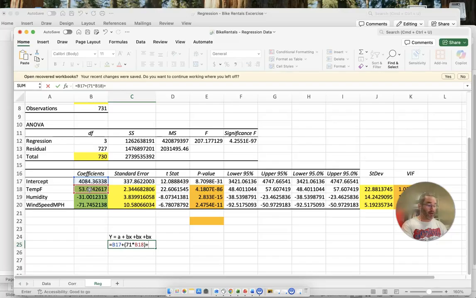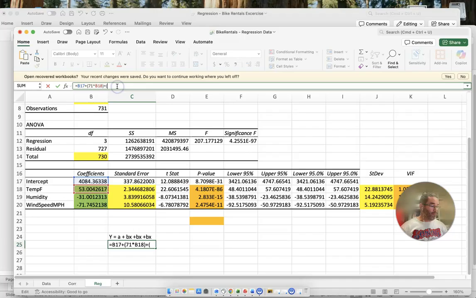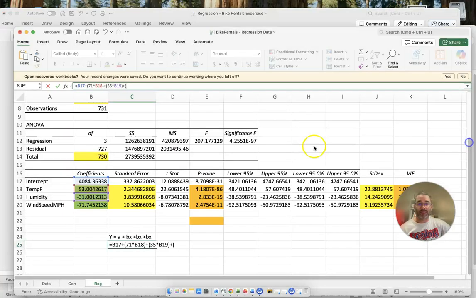Okay, now we're going to move to humidity. Same idea. What's the humidity supposed to be tomorrow? It's supposed to be 35. So 35 multiplied by our humidity coefficient. And then lastly, we need to worry about wind speed. Our wind speed tomorrow is expected to be 18 degrees. So we put in 18, multiply that by our wind speed coefficient.